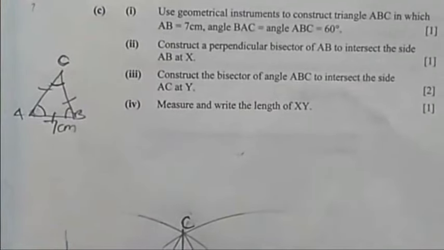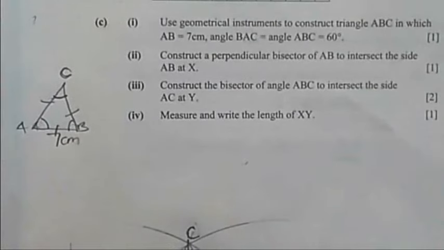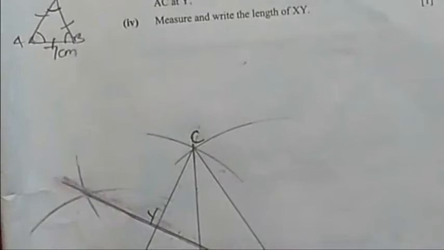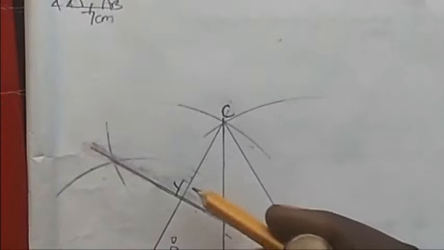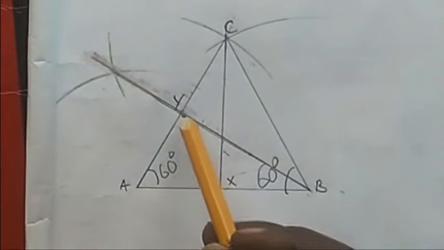So as you can see, here we are told to construct. Let's go back to question C3. We are told to construct the bisector of angle ABC to intersect the side AC at Y. So this is Y. I'm sure you're able to see this is Y; I've indicated it. Now, once we have found Y, that's where the line is meeting.